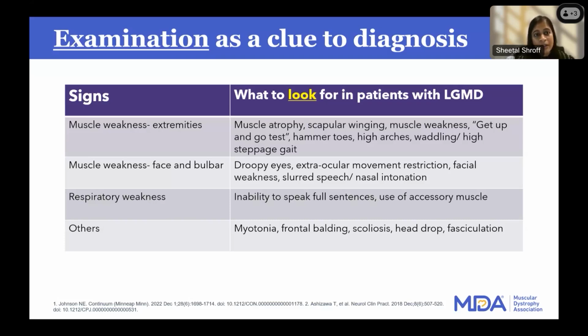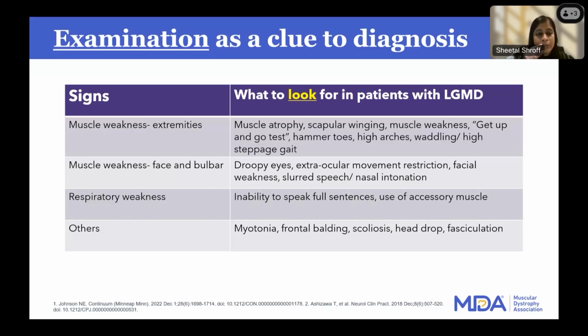And when these patients have foot drop, as we see in Charcot-Marie-Tooth, they have a high steppage gait. They have to lift their entire leg up to clear their toes off the ground, and then take a step forward. So we see these different manifestations because of the muscle weakness. Now, in the facial and the bulbar muscle weakness, one can see droopy eyes, extraocular movements. The eye movements are not complete. They're restricted. Their eyes don't move all the way to the corners. And then there is facial weakness. They're not able to puff their cheeks.